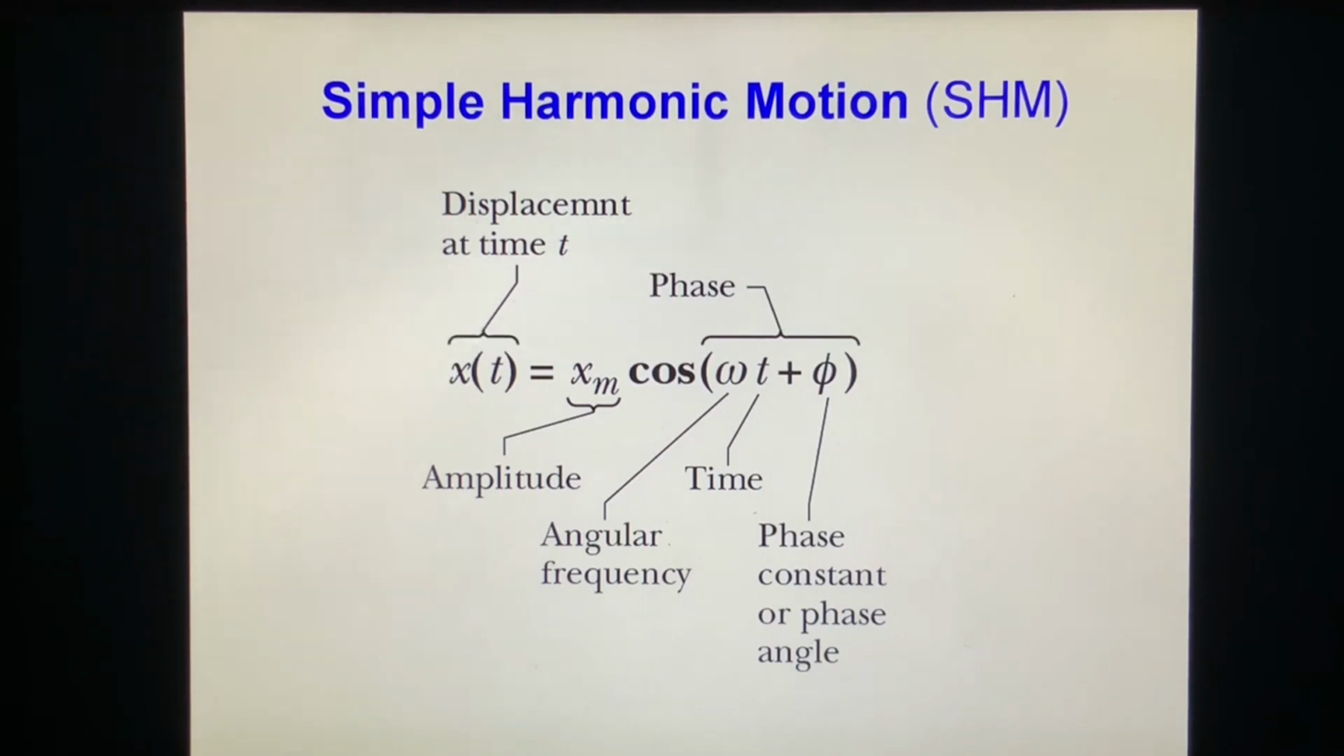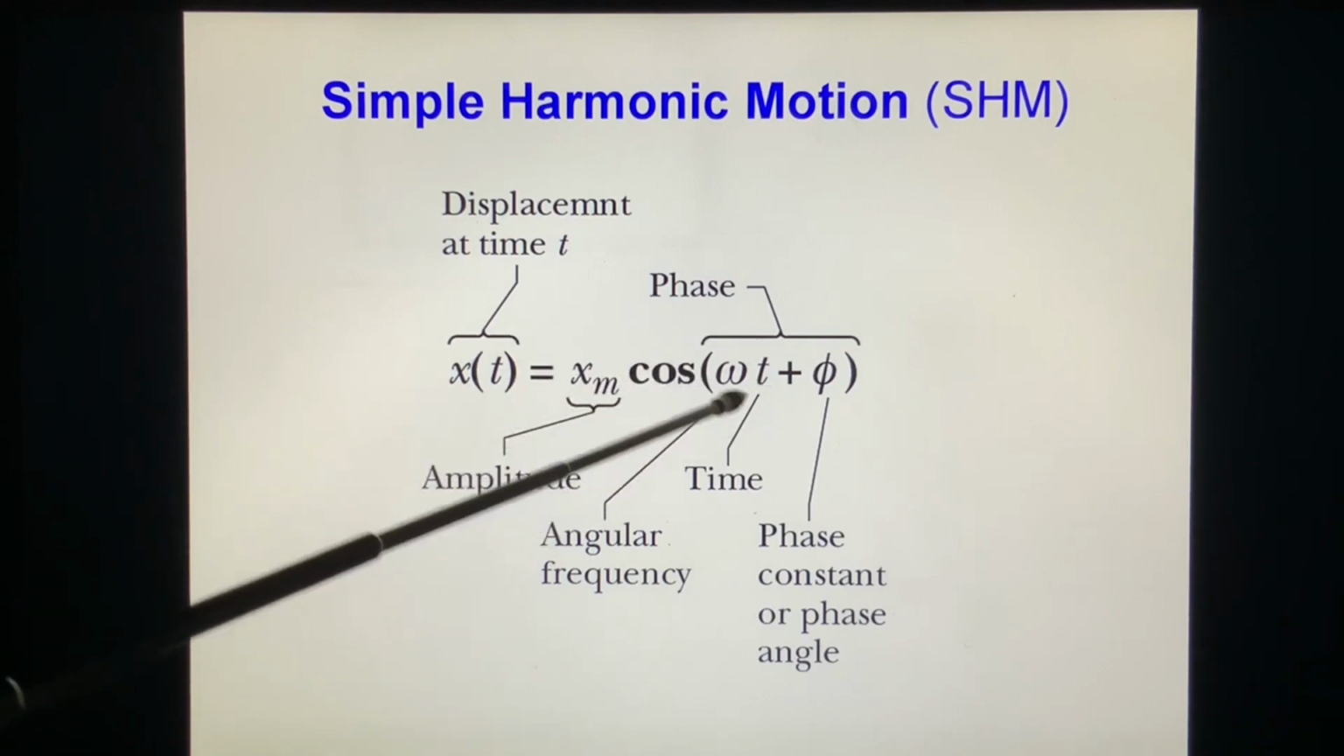Simple harmonic motion. x at time t is xm cosine omega t plus phi. Well, this x is called the displacement at time t. This xm is the maximum displacement. You call it the amplitude. This number is defined as a positive number, okay? And cosine changes between -1 and 1.